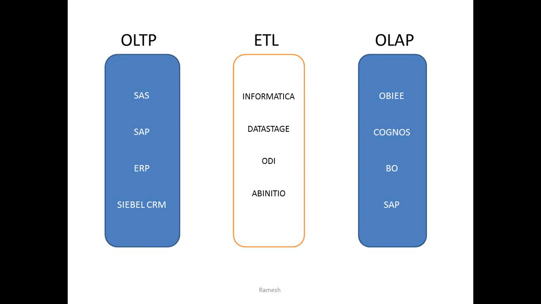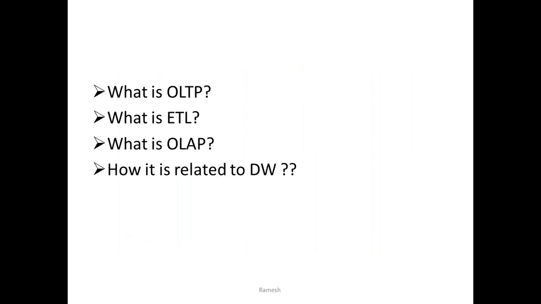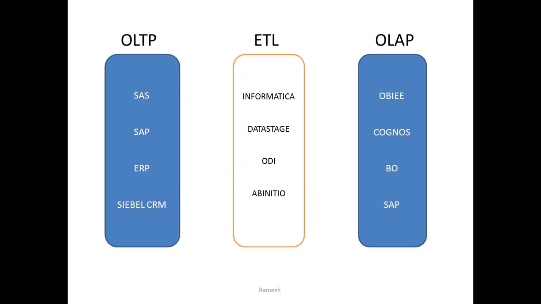So simply, OLTP is nothing but online transactional processing, and ETL is nothing but extraction, transformation and loading, whereas OLAP is online analytical processing. Now with these 3 words, I have just told you the abbreviations for OLTP, ETL and OLAP. Now we'll see in depth why we need these 3 in the market.